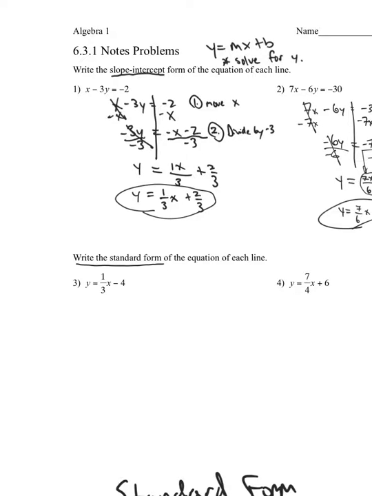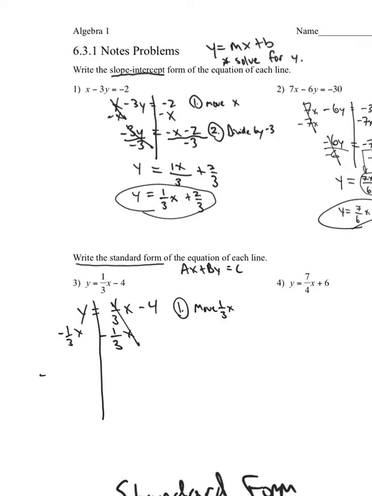So the first step in this problem, guys, if we're trying to get to standard form, we want the x's and the y's on the same side. Okay? So we've got to move 1/3 x. So to move the 1/3 x, we're going to subtract 1/3 x from both sides. Okay? It's going to give you negative 1/3 x plus y equals negative 4.